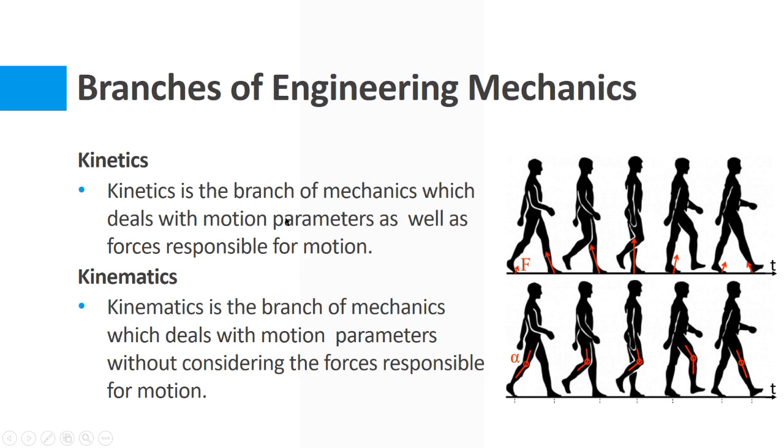For example, let's say we consider a person who is moving. In kinetics, we explain both the motion of the body and the force which produces the motion inside the body. But in kinematics, we study only the motion, and we don't consider the force. Whatever the force may be, we have to study only the motion of the body. So this is the difference between kinetics and kinematics, and both of these are studied inside dynamics.